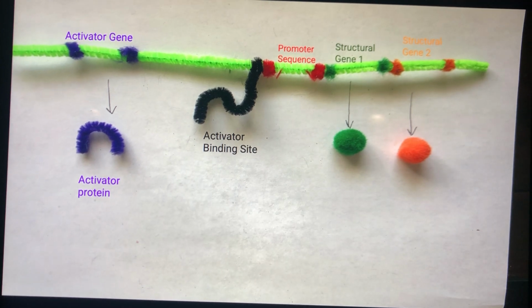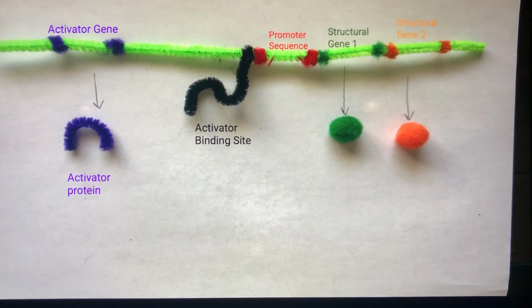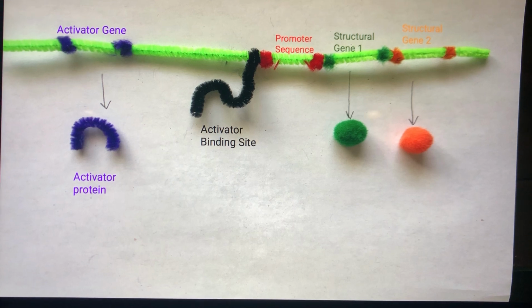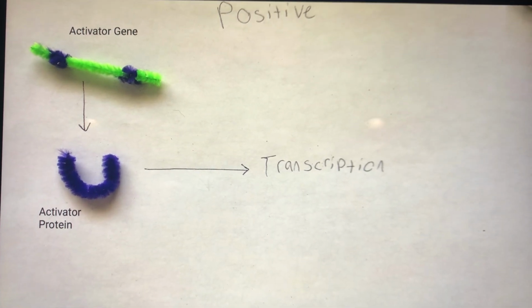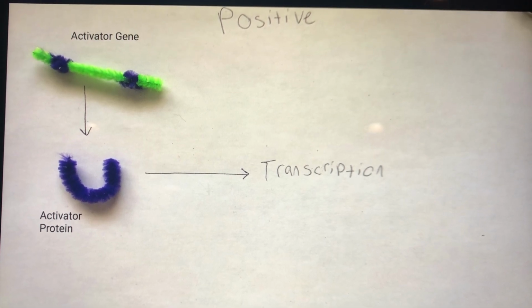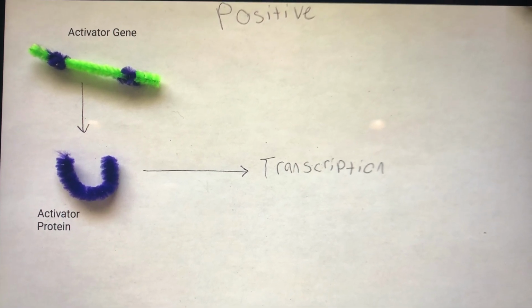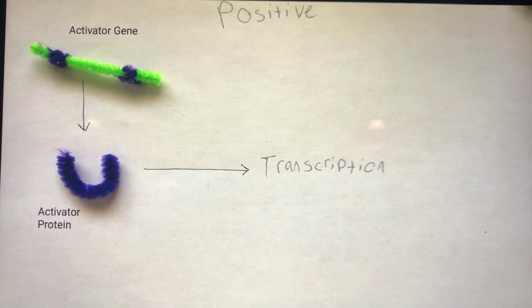The mode of transcriptional regulation that I'll be focusing on is positive inducible. To clarify what this means, positive control is the regulatory mechanism where a regulatory protein, in this case an activator protein, binds to DNA to initiate transcription. This activator protein is coded for by an activator gene.